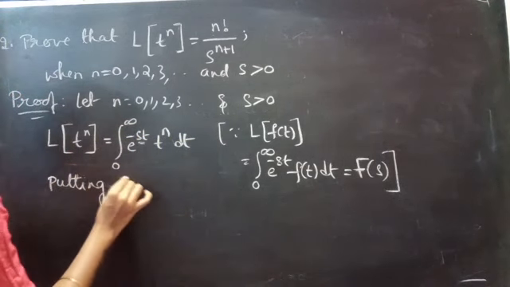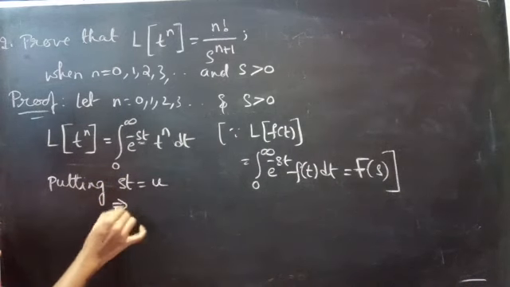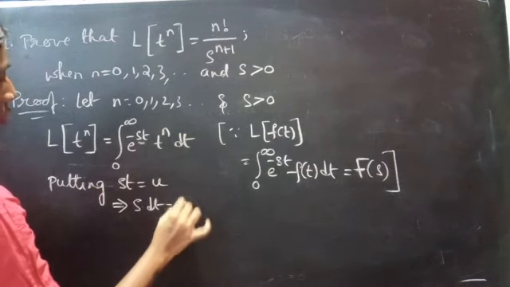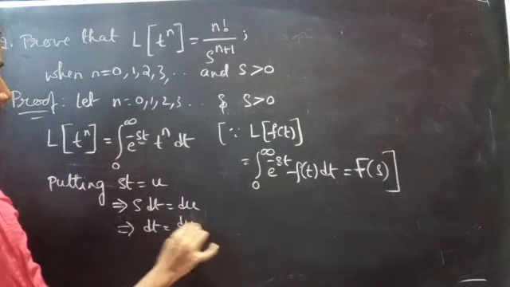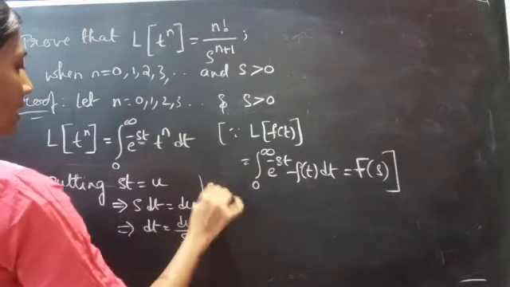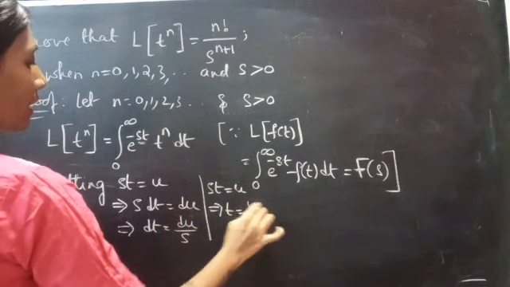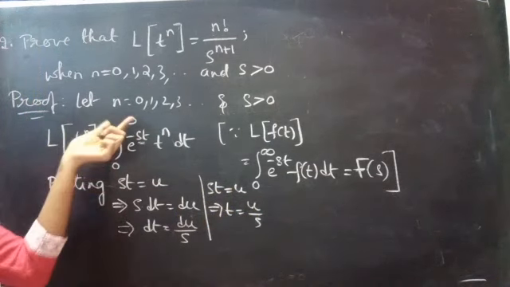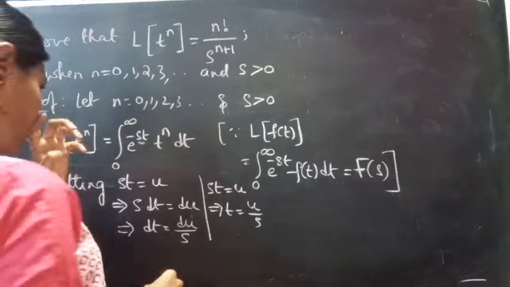Now what we are going to do is put st equals u. If you differentiate on both sides, you get s into dt equals du, so dt equals du by s. Also, from st equals u, you can write t equals u by s. Now we have to change the limits. These are the limits for t, so now we'll find the limits for u. So how will you find them?